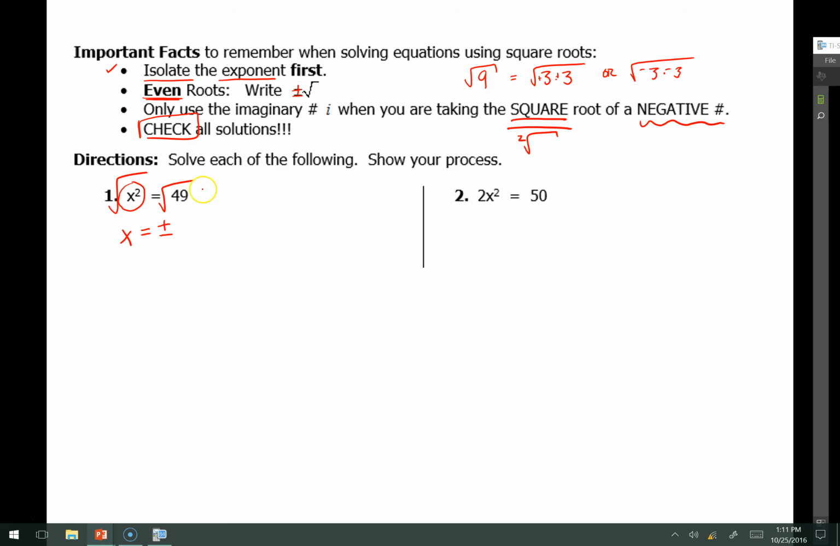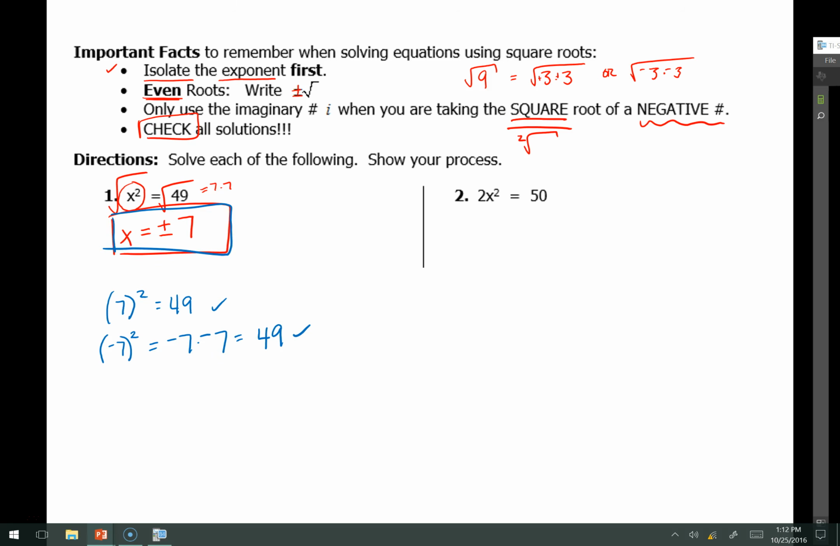And the square root of 49, that is 7 times 7, which means our answer is x is equal to plus or minus 7. Now to check these, you take this number, positive 7, and then also negative 7, and plug them back into the equation. So if we put positive 7 in there for our check, we get positive 7 squared. That is equal to 49, which is what our equation says, so that checks. I also need to check negative 7 plugged in for the x. Negative 7 squared is negative 7 times negative 7, which is positive 49. So that one also checks. Plus and minus 7 is my final answer.